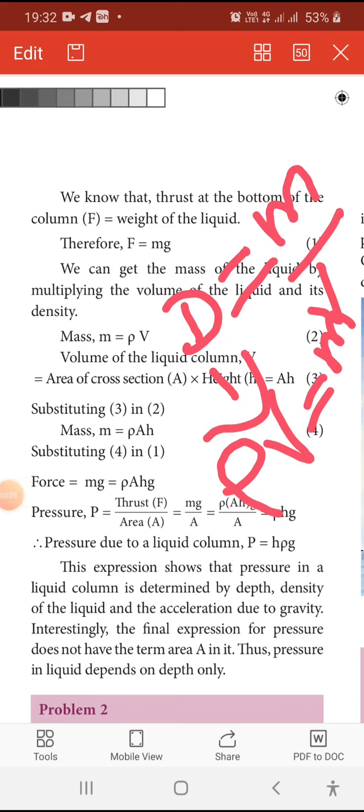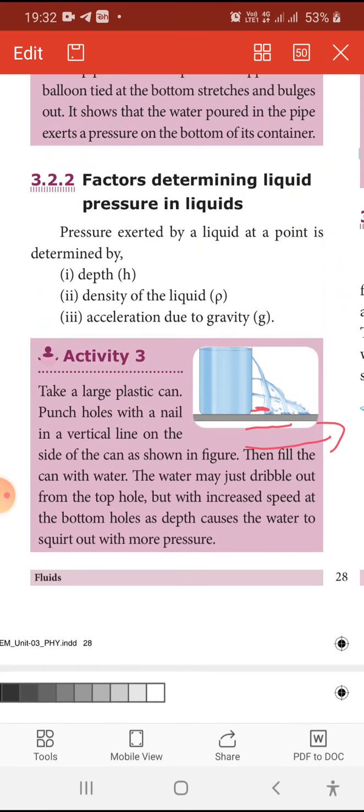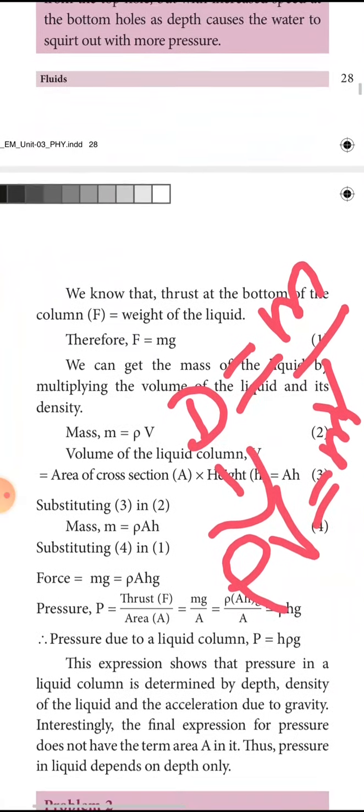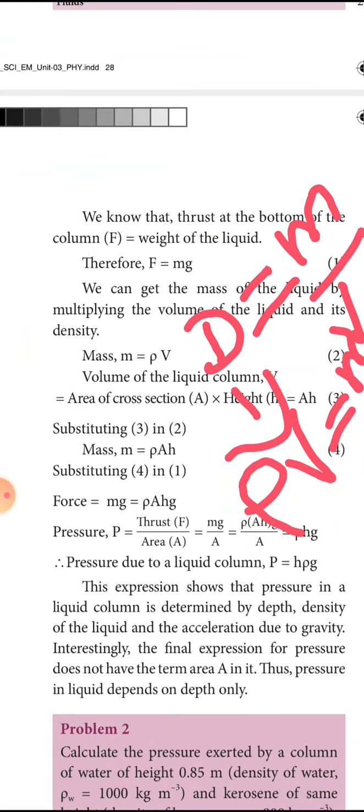Here we are going to study the pressure formula, pressure equals force by area, in a different form based upon the density. What does pressure depend upon? We see three parameters: one is height, another is density, and the third one is gravity. We are going to change the pressure formula in terms of height, density and gravity.